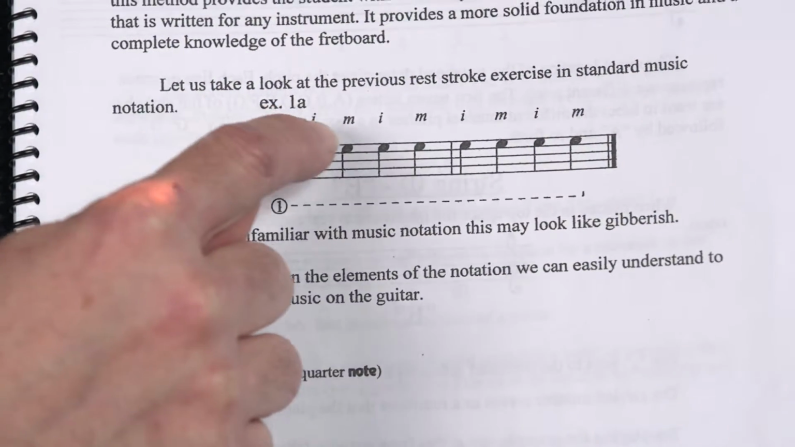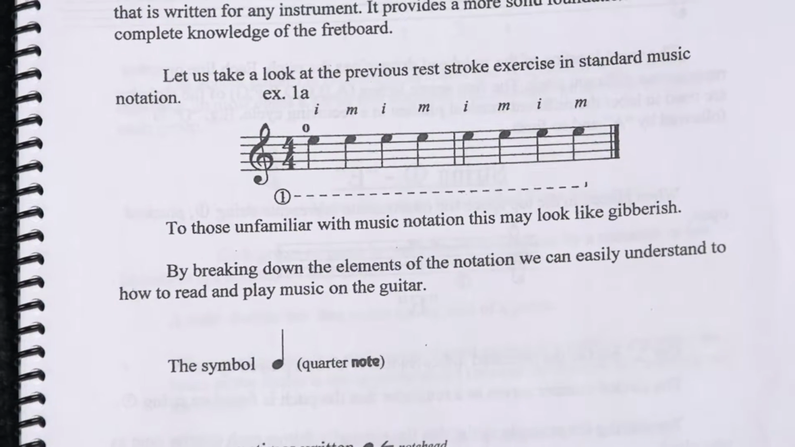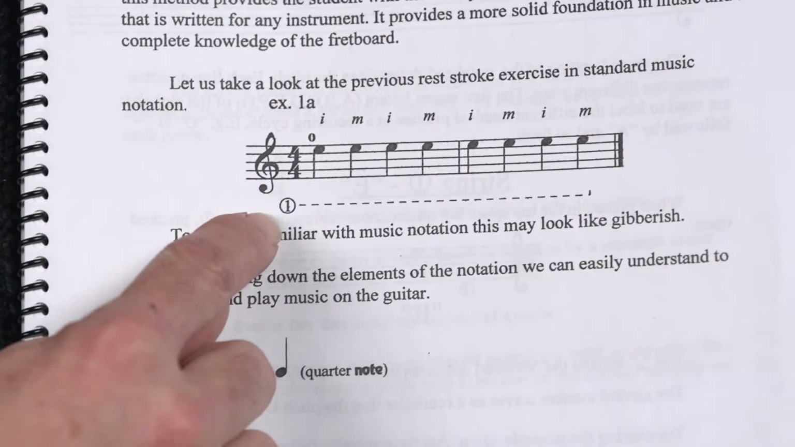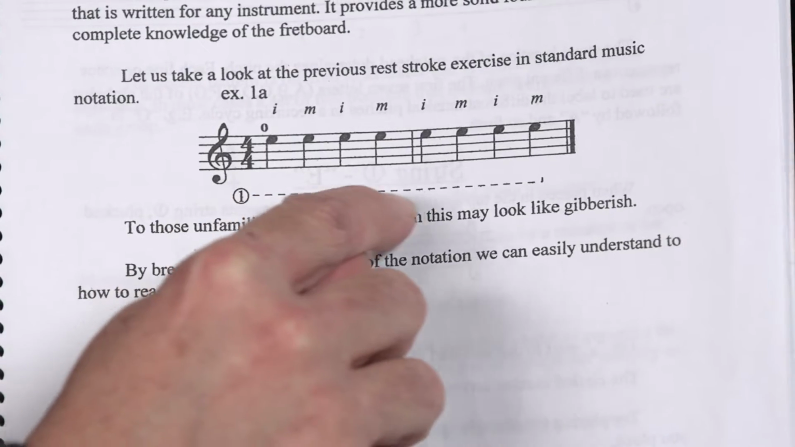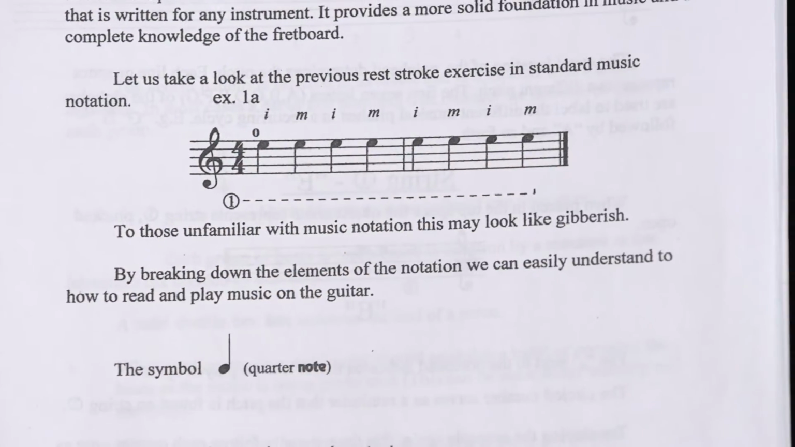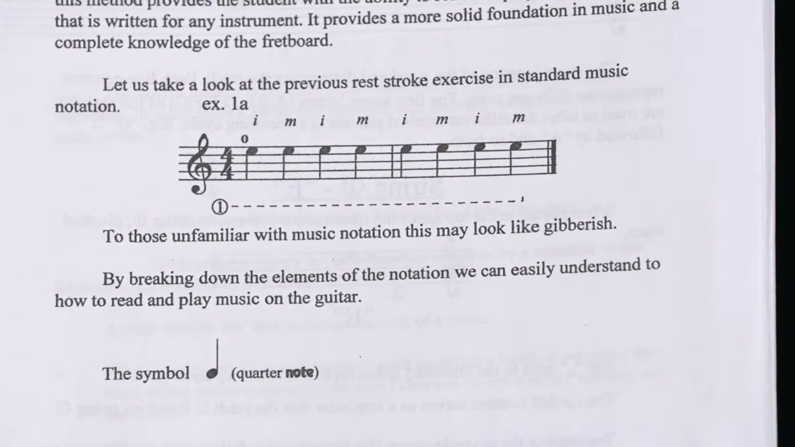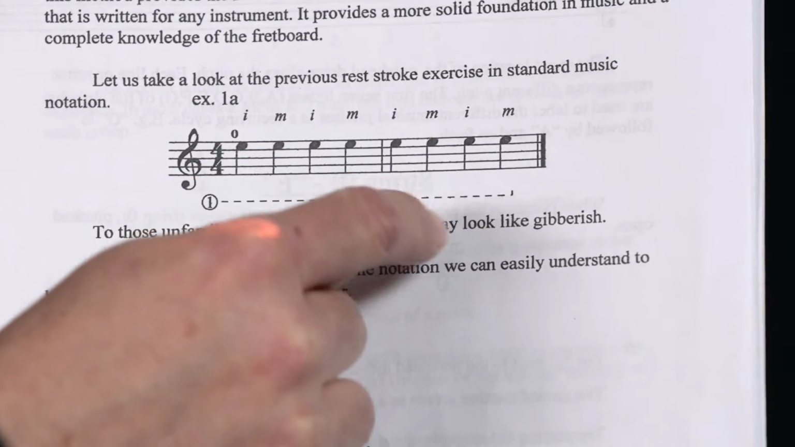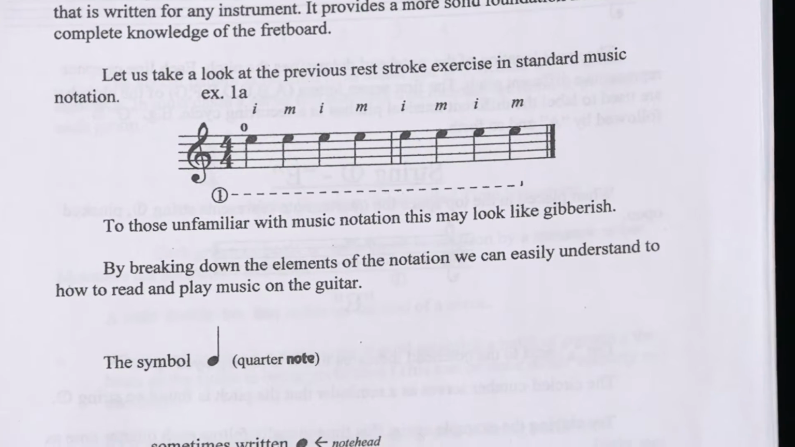For example, I and M. That's the indication for the right hand fingers. A circled number. This is a circled number 1, that means that all of these notes or pitches are on string number 1. Notice there's 1, 2, 3, 4, 5, 6, 7, 8 of them. We made 8 plucks.